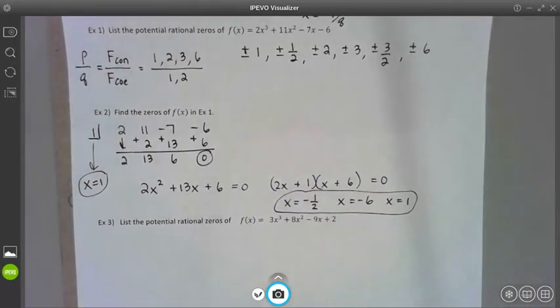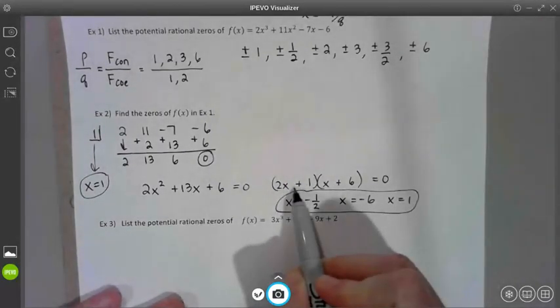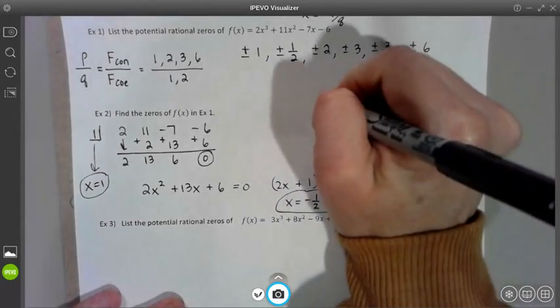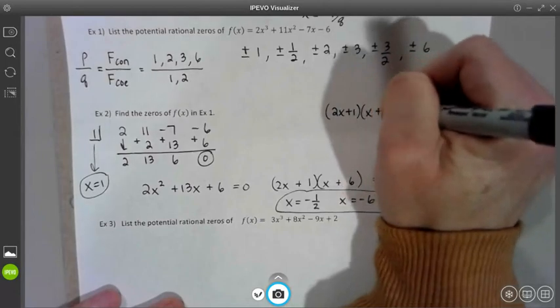Okay, now on your homework, I'm pretty sure they're going to ask you in the last step, once you have found the zeros, to write your polynomial in factored form. A lot of times they ask you to write your real zeros as linear factors. So guys, there's 2 things you could do. You have 2 factors here, right? 2x plus 1 and x plus 6. So you could say 2x plus 1, x plus 6.